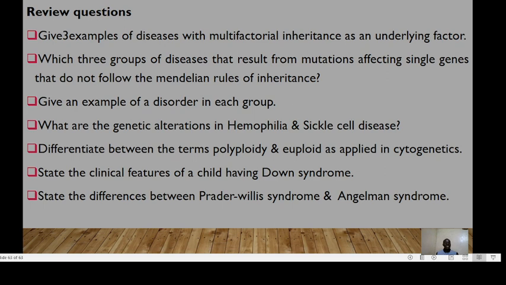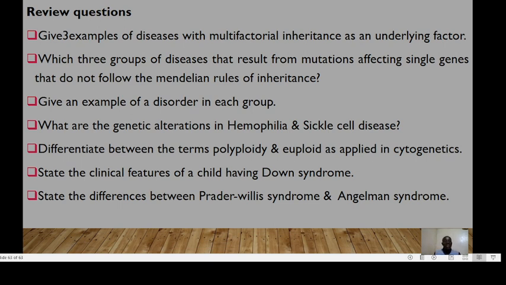So these are some of the review questions, guys. You should be able at least to give three examples of diseases with multifactorial inheritance as an underlying factor. Do you still remember that? Like hypertension, yes, like diabetes mellitus.